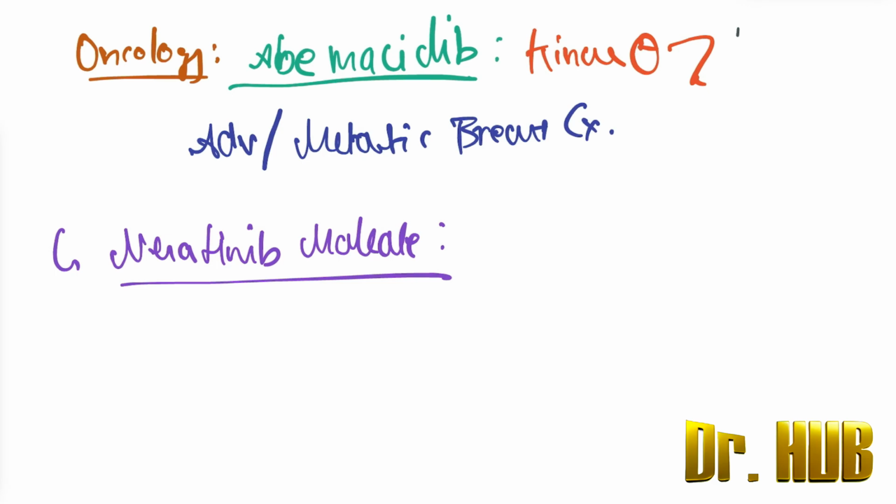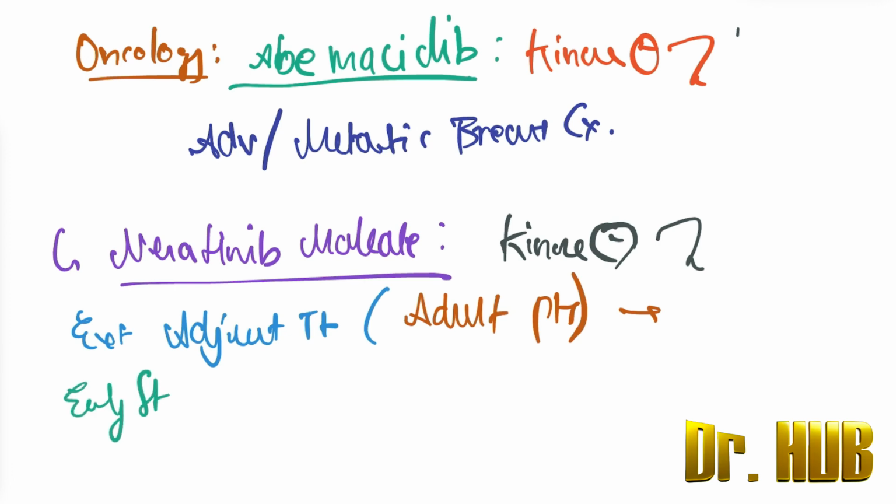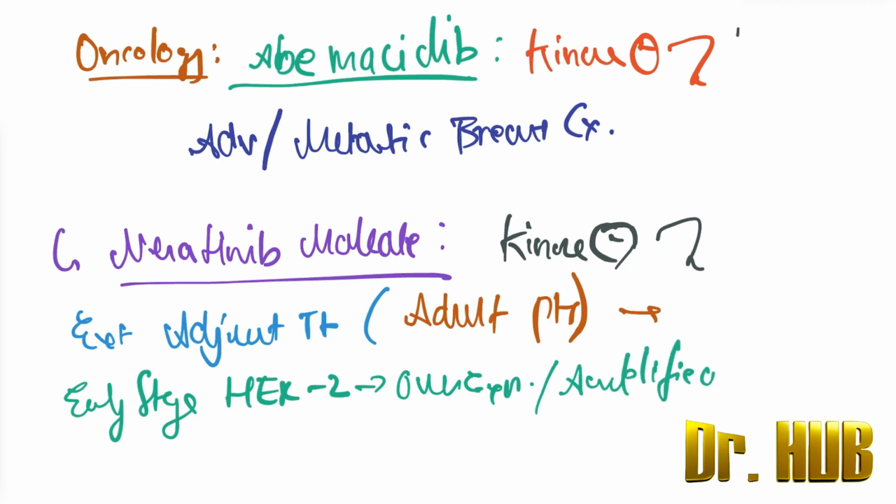So neratinib maleate is a kinase inhibitor, and it is indicated for the extended adjuvant treatment of adult patients with early stage HER2 overexpressed and amplified breast cancer.